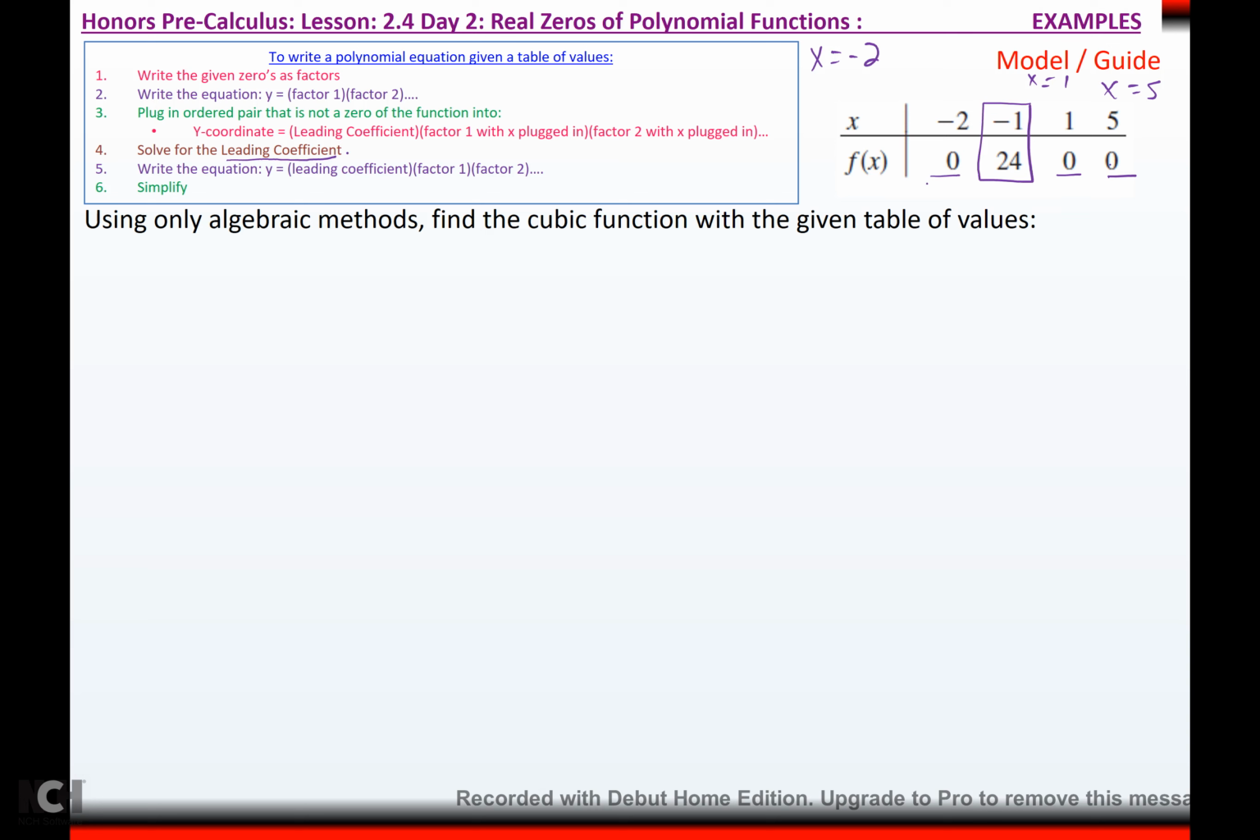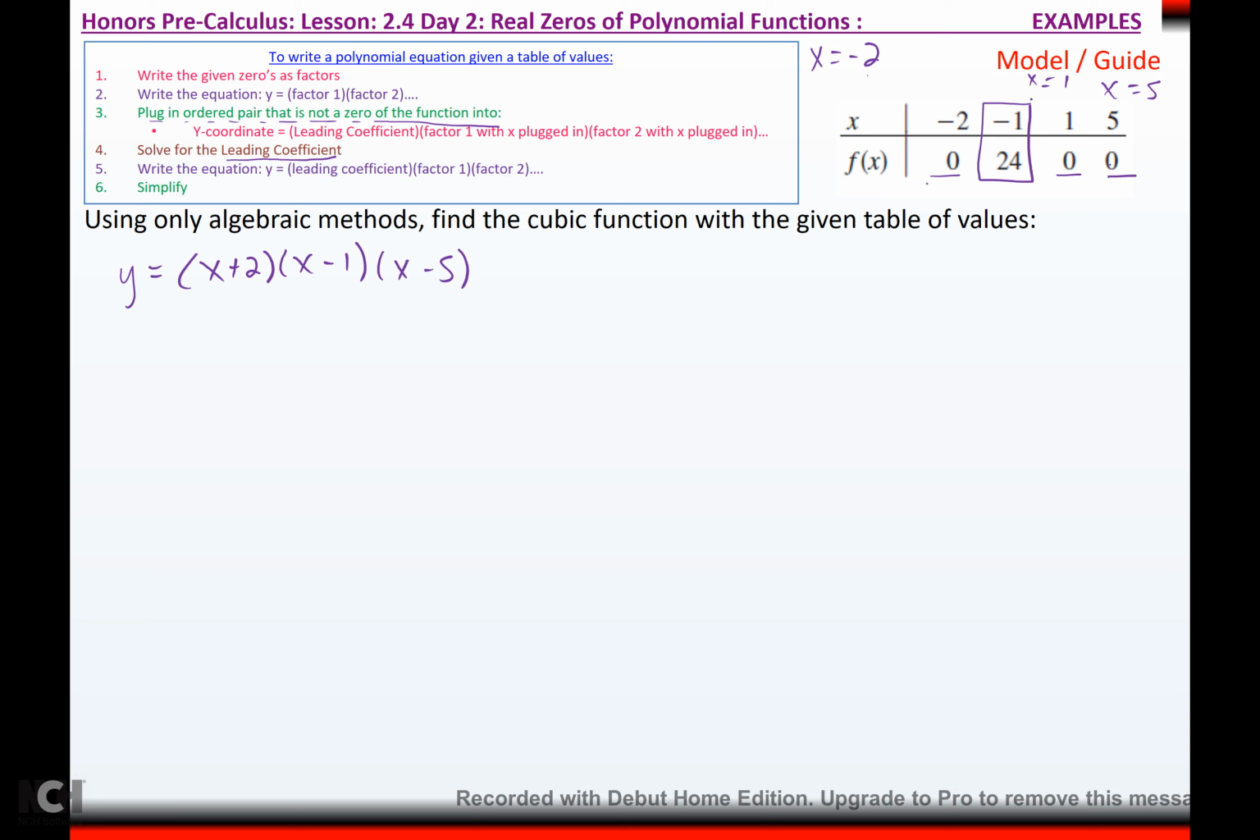So the first thing we're going to do is write the given zeros as factors, okay? Add 2, that's going to give me x plus 2. -1 is going to give me x minus 1. -5 is going to give me x minus 5. Okay. So we have that, and then it says we're going to plug in the ordered pair that is not a zero of the function into everywhere.